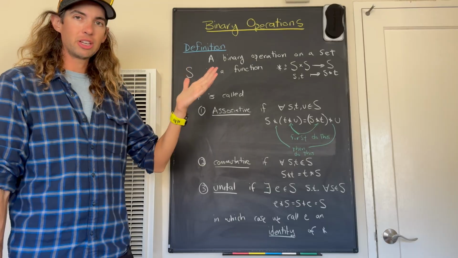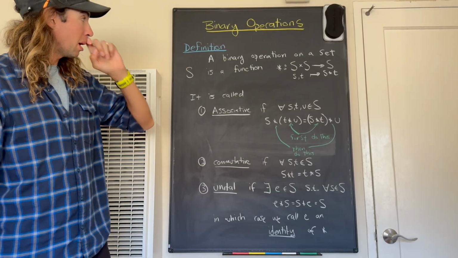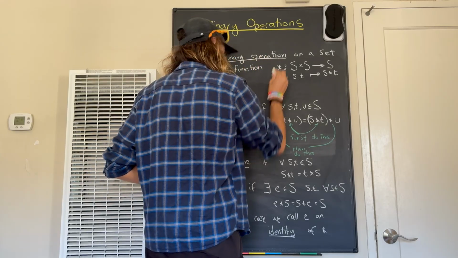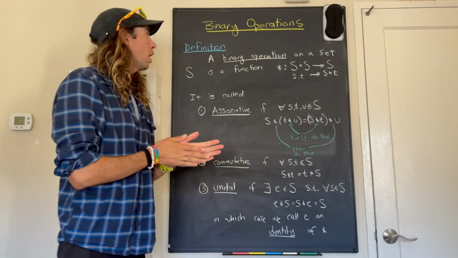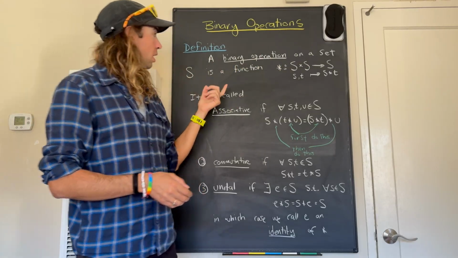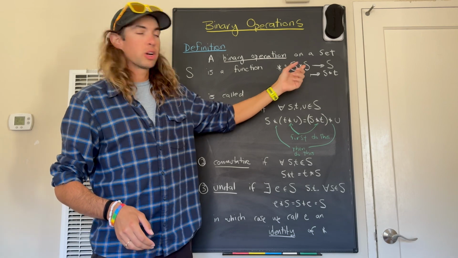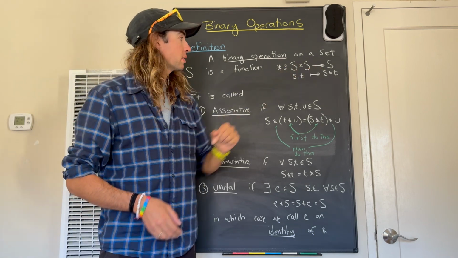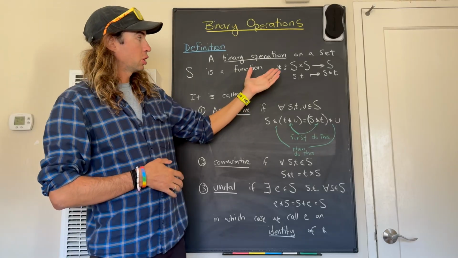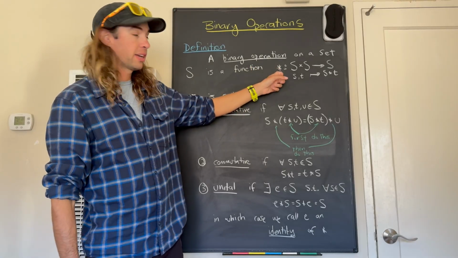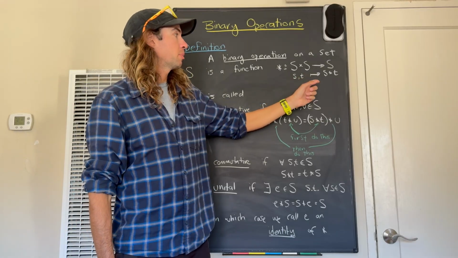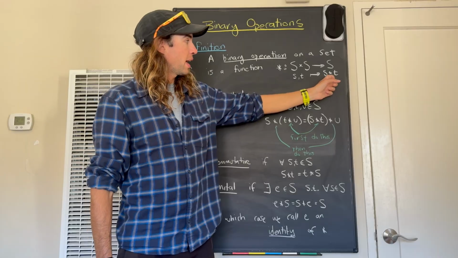So the definition of a binary operation, and I forgot to underline it, so let me do that. The definition of a binary operation on a set S is a function from the Cartesian product of S with itself to S. Typically we denote such a function by a star. And if you wanted to know the image of a pair s comma t under this function, you denote it by s star t.